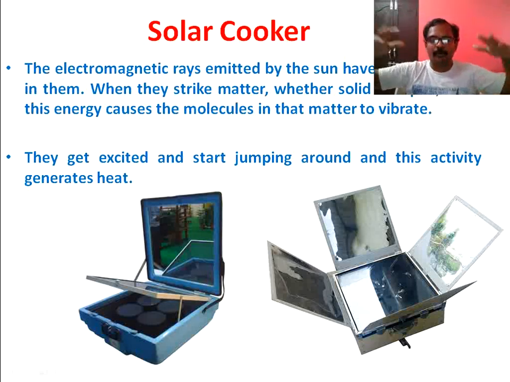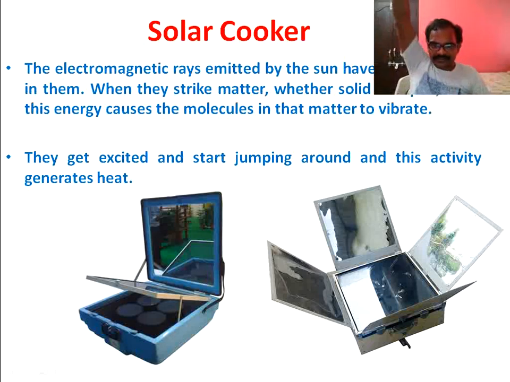And whenever sunlight falls on it, the direct radiation falls straight on the lid, and by using the reflectors we can capture the diffuse energy. Both this direct and diffuse energy will capture the solar energy and make it pass into the solar cooker.